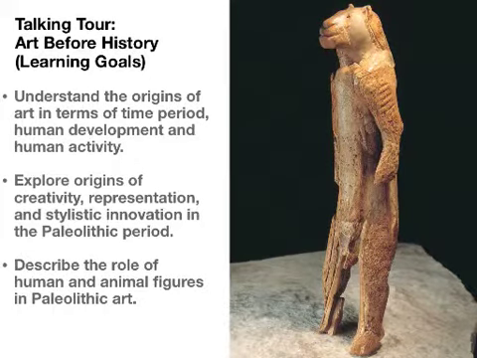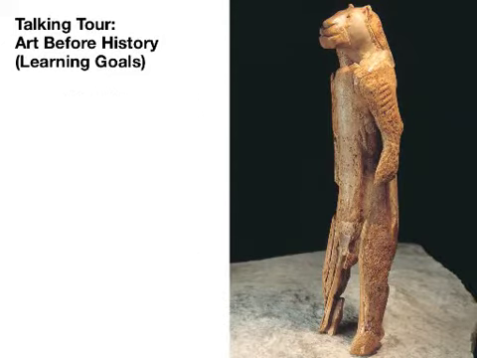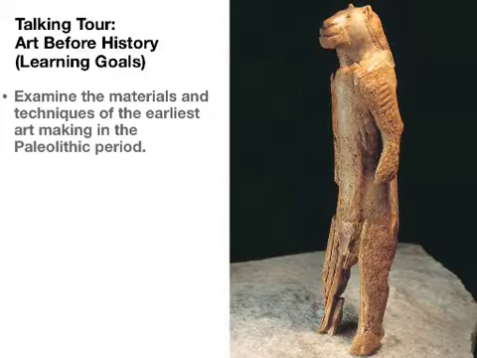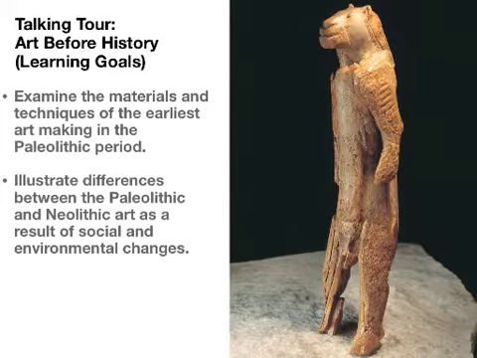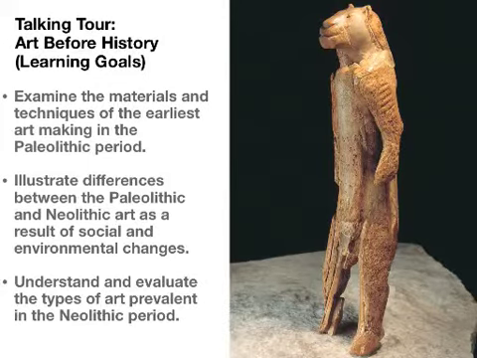And here, of course, we have this torso with a feline head over here on the right to help provide us some visual cues. We're going to examine the materials and techniques of this earliest art-making period, the Paleolithic period, as well as illustrate the differences between Paleolithic and Neolithic art, largely as a result of social and environmental changes. Also, we will seek to understand and evaluate the types of art prevalent in the Neolithic period.